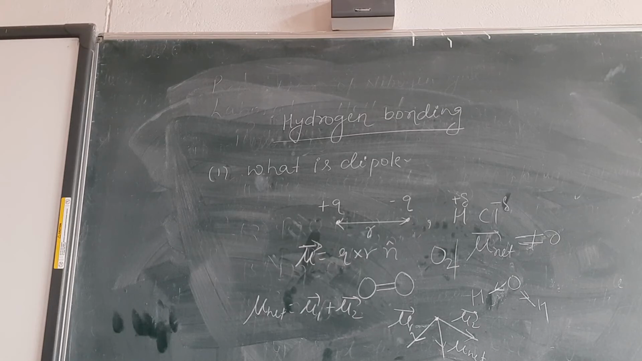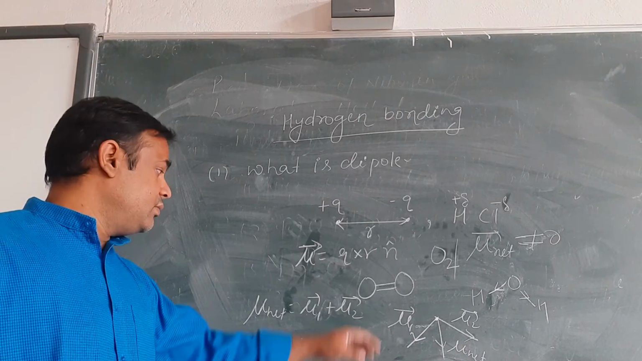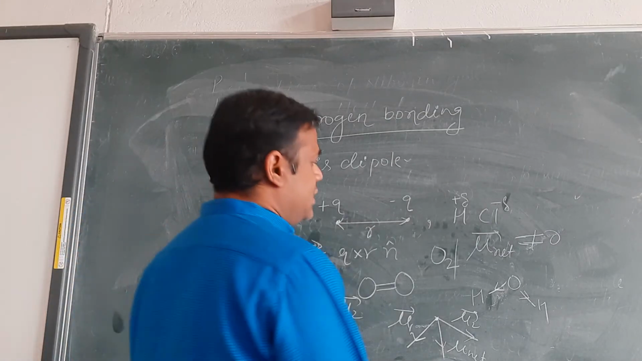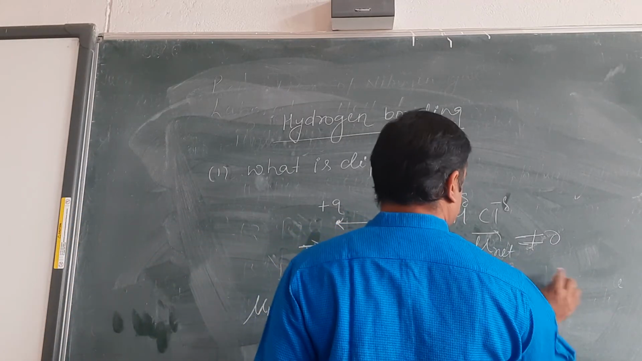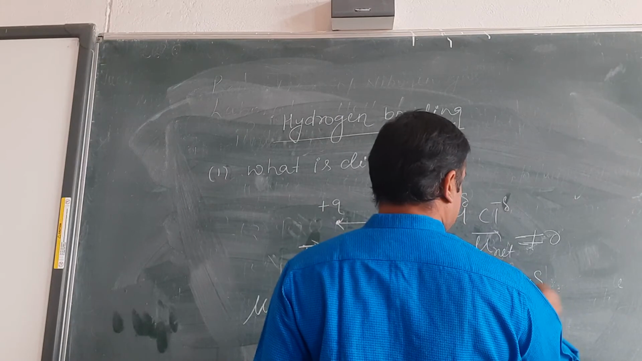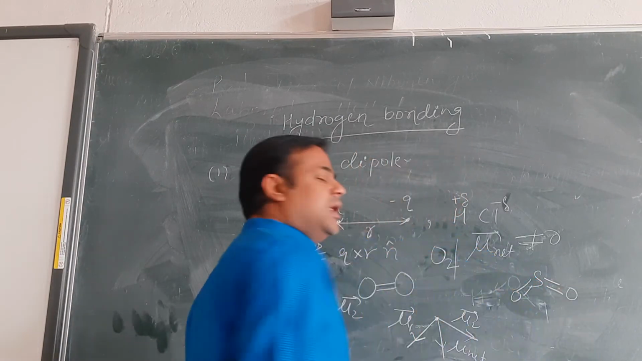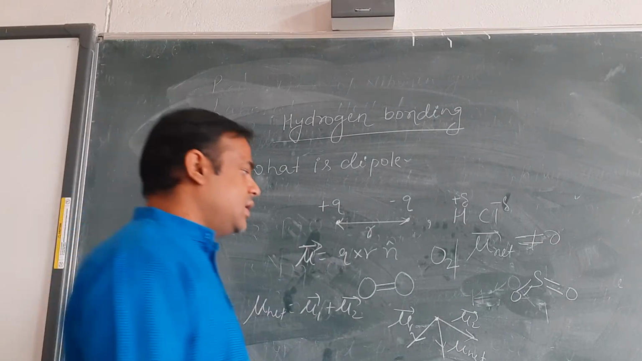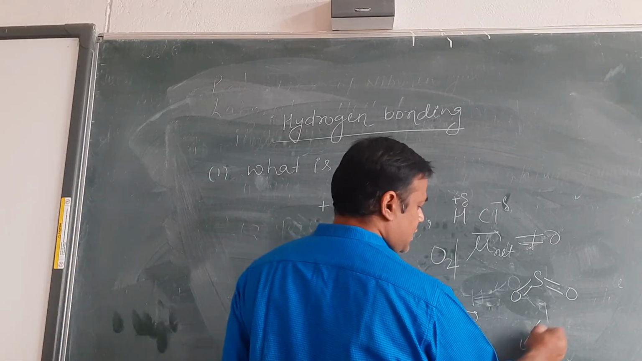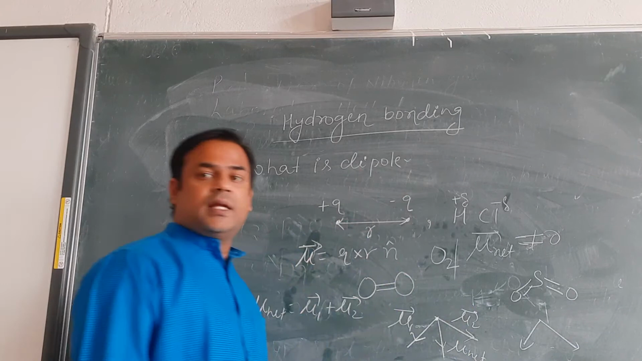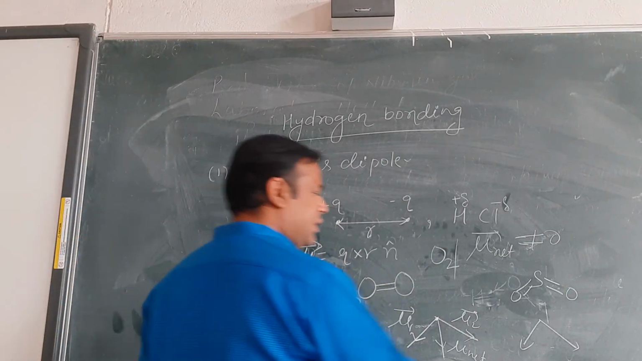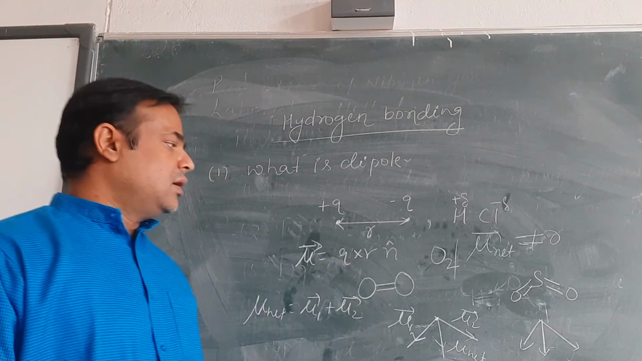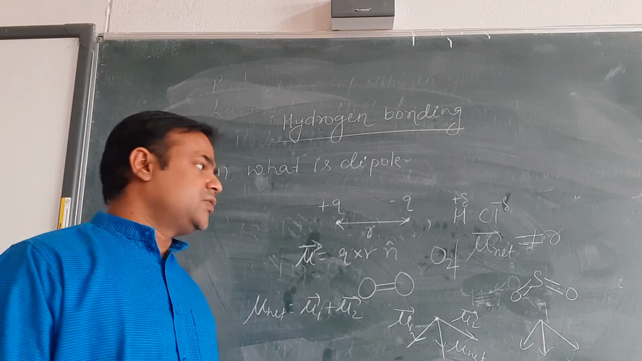We can write here mu net equals mu1 plus mu2. Now if we take another example, sulfur dioxide, SO2, with double bonds to O. In this molecule also there is a net dipole moment. One dipole moment is acting in this direction, another in this direction, so the net dipole moment will be this. So SO2 is polar.